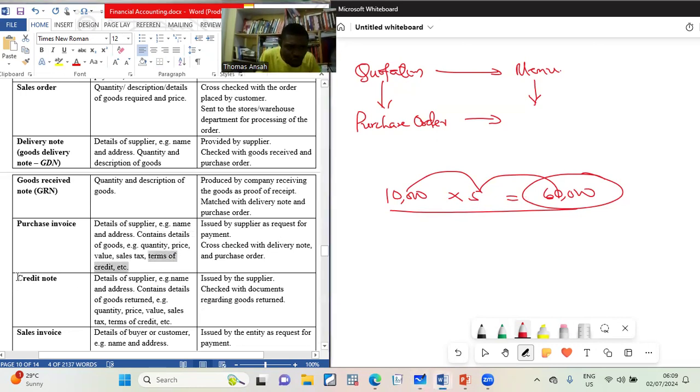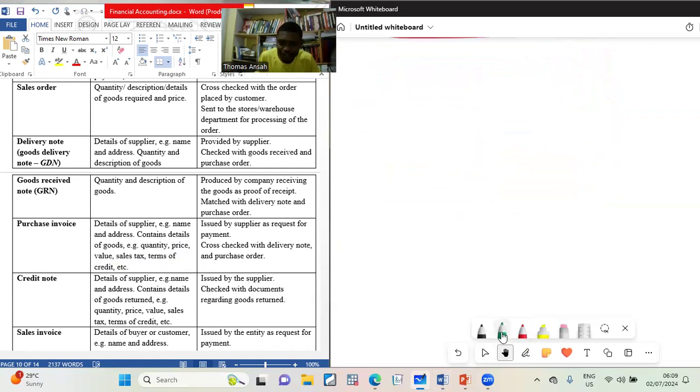Then we have the credit note. A credit note, as you can see, is issued by the supplier. It is checked with the document regarding the goods that you have returned. So let's say you buy from someone on credit. Let's say you bought goods worth 5,000 on credit from Ama Limited.